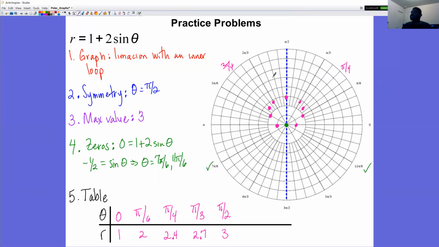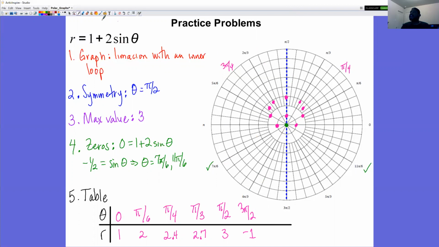Now I have to be careful here because this is a limaçon with an inner loop. So that means I shouldn't have anything down here. My inner loop should be somewhere in here. So I need to figure out what's going on at 3 pi halves because that could be misleading. If I plug 3 pi halves in there, I get -1. And that is where the inner loop should be.